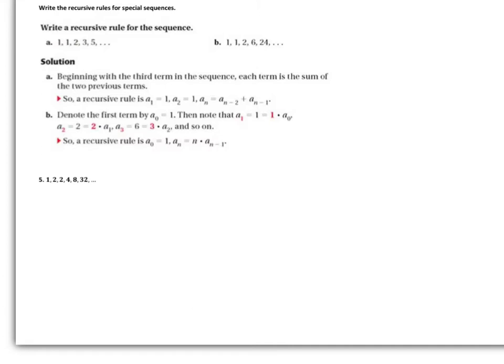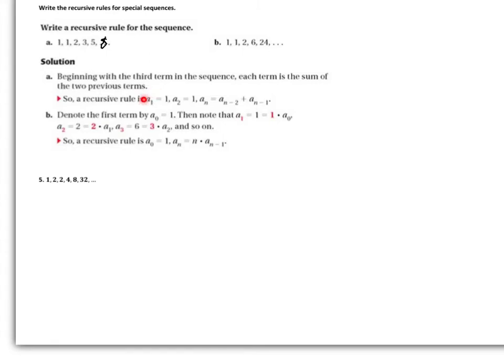Okay, so look. It says, beginning with the third term in the sequence, each term is the sum of the two previous terms. Because see how you have 1 here, but there's nothing to add, so isn't 1 plus nothing 1? And then 1 plus 1 is 2. 2 plus 1 is 3. 3 plus 2 is 5. So 5 plus 3, the next term up here would be 8. Okay?